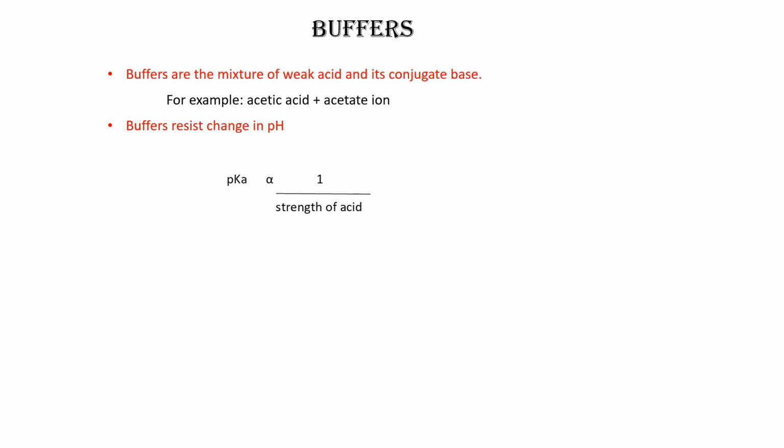pKa is proportional to 1 upon strength of acid. What is pKa? pKa is that pH at which weak acid dissociates 50%. This we already studied in the last video of our pH and pKa. I have provided the link at the end of this video for those who have not seen the video.